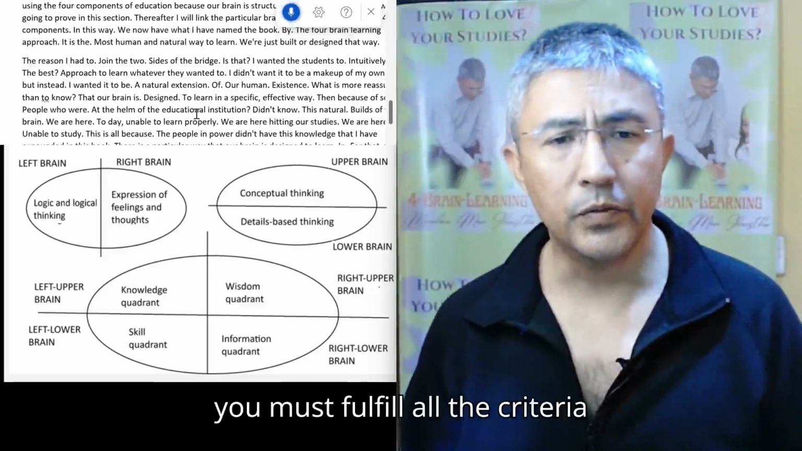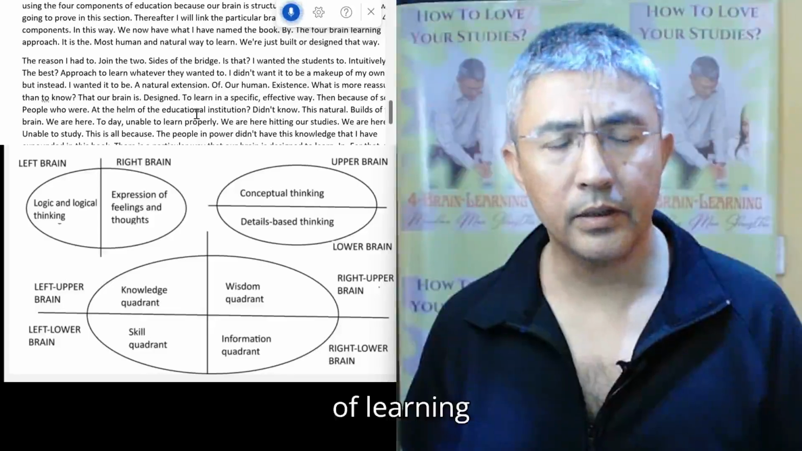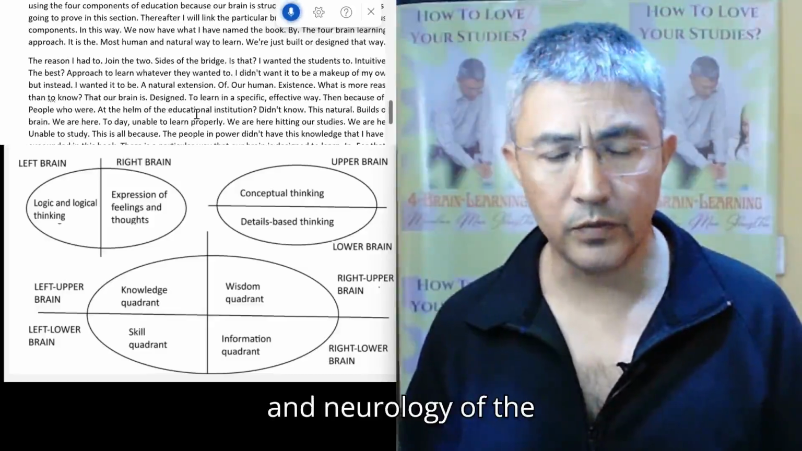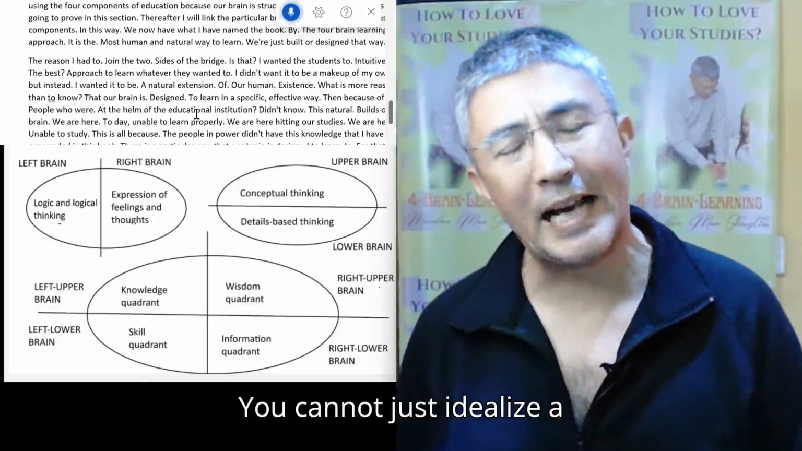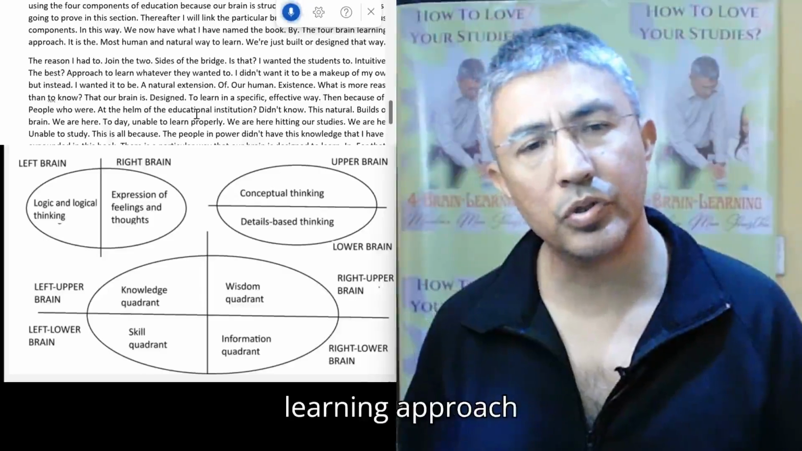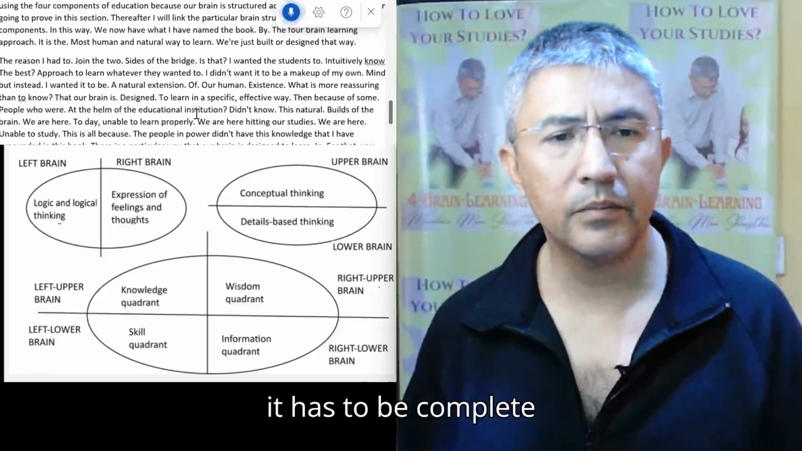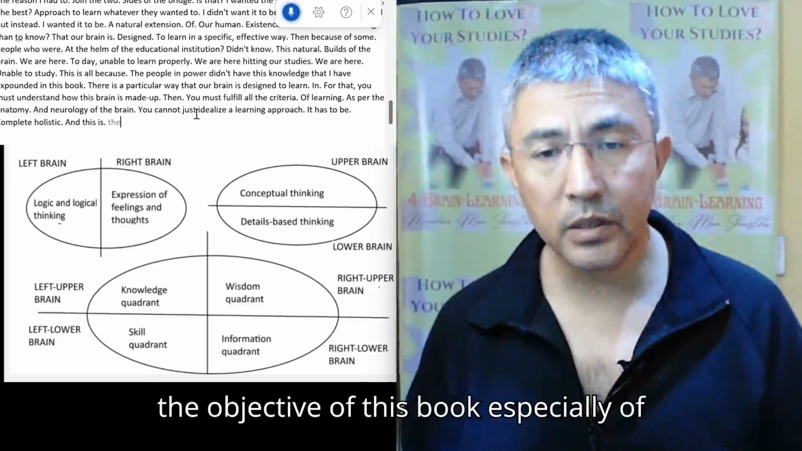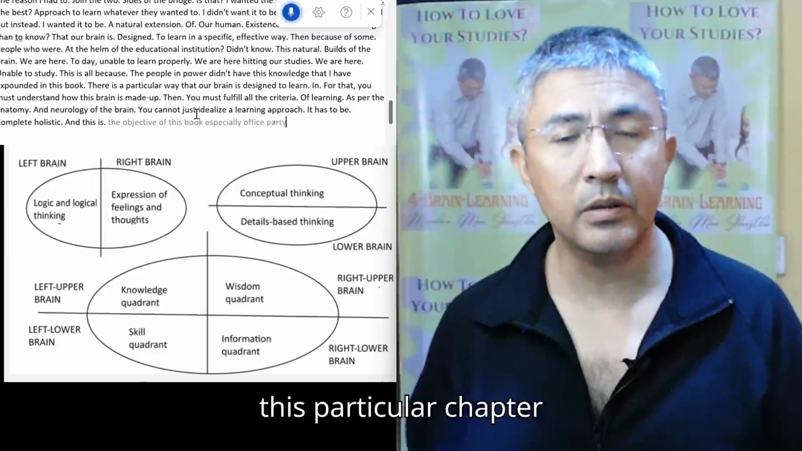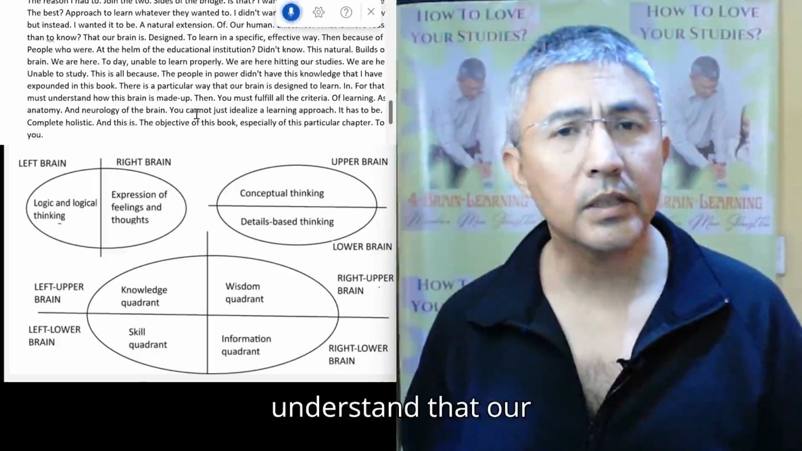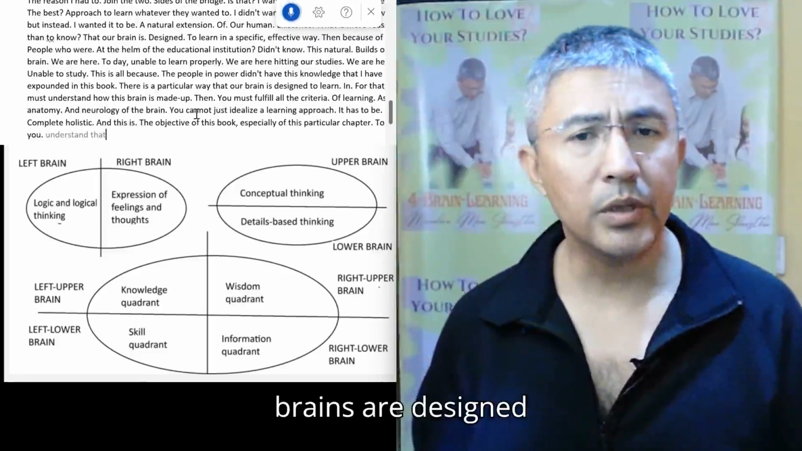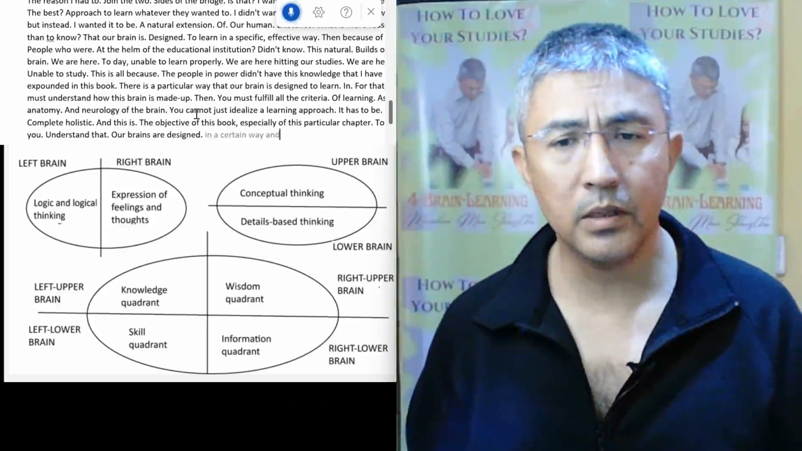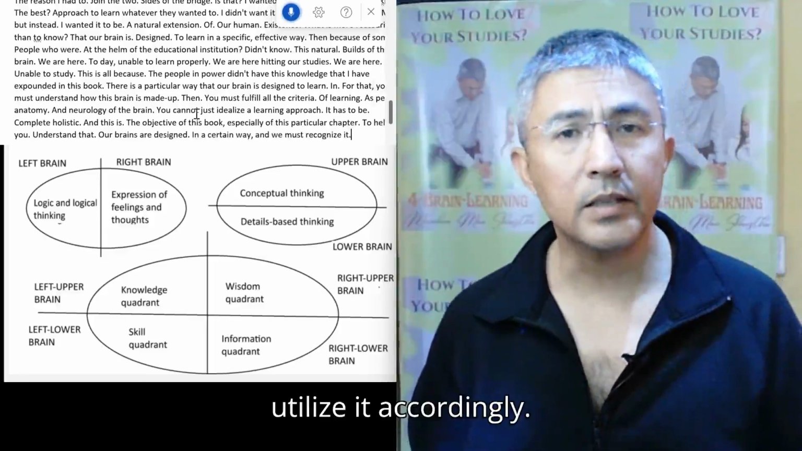Then, you must fulfill all the criteria of learning as per the anatomy and neurology of the brain. You cannot just idealize a learning approach. It has to be complete, holistic. And this is the objective of this book, especially of this particular chapter, to help you understand that our brains are designed in a certain way and we must recognize it and utilize it accordingly.